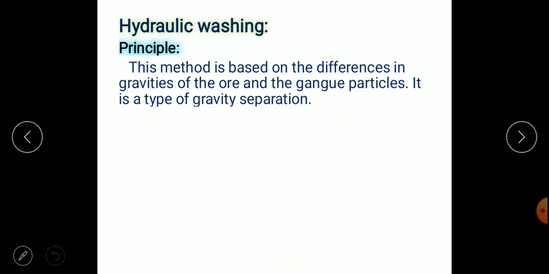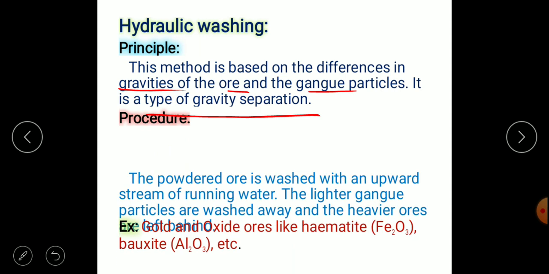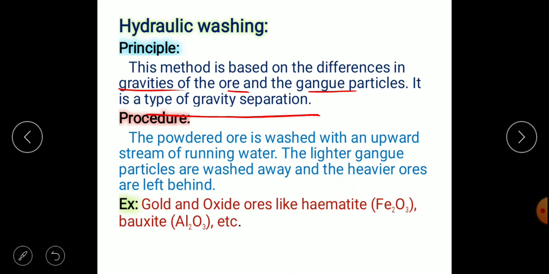Hydraulic washing: this method is based on the difference in the gravities of the ore as well as the gangue particles. So this is called the gravity separation method. Depending upon the gravity, we can make a separation of ore as well as the gangue particles. The procedure involved here is that the powdered ore is washed with an upward stream of running water. The lighter gangue particles are washed away and the heavier ore particles are left behind.